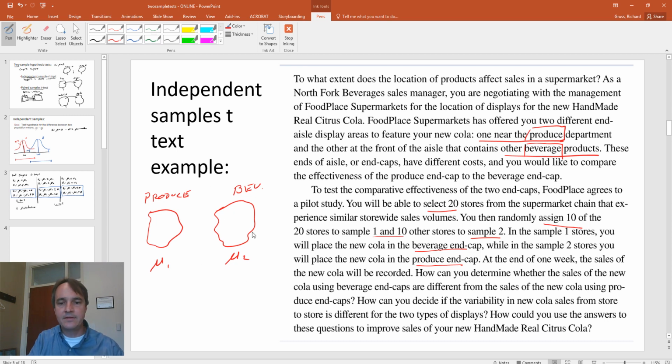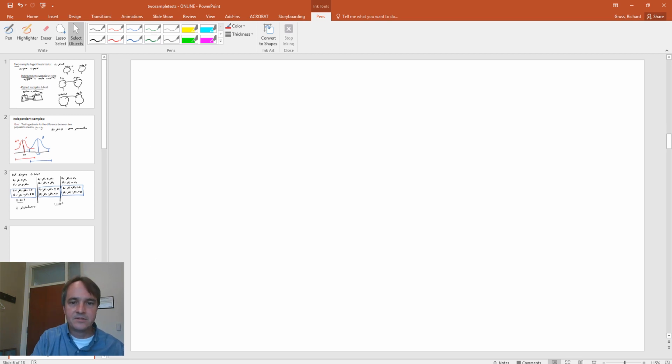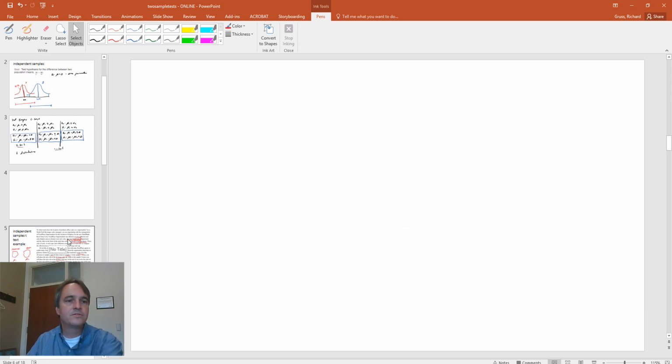I'm going to start off by doing the hypothesis test step by step, just like with the single parameter case. Just like the single sample case, we're going to be using the same steps of hypothesis testing to make sure that we're drawing the correct conclusions. So step 1, we have to identify our hypotheses.